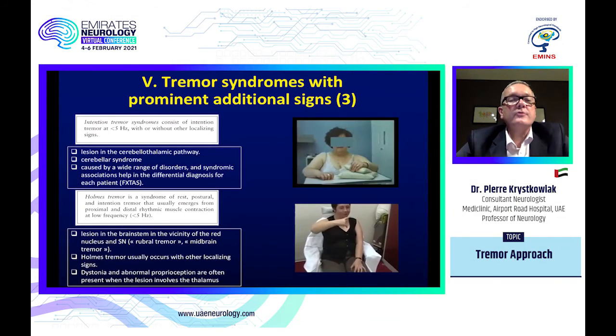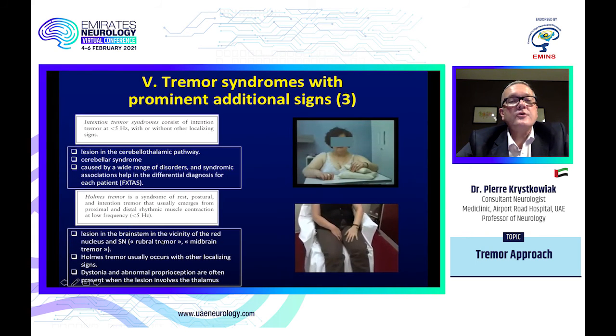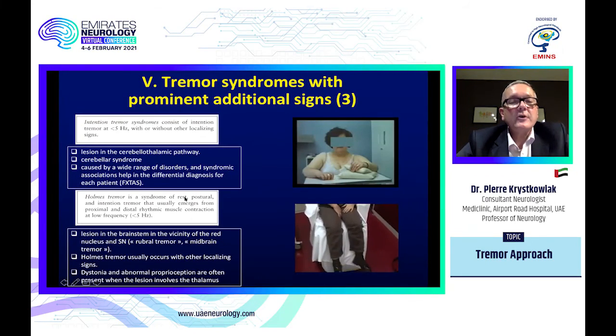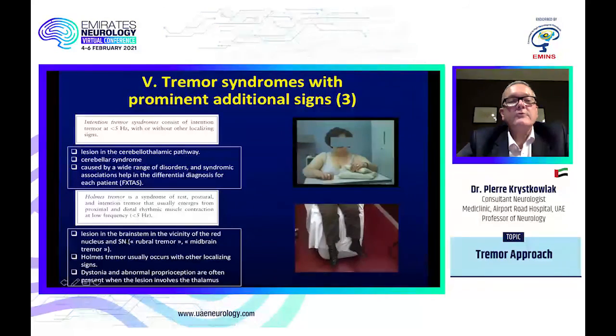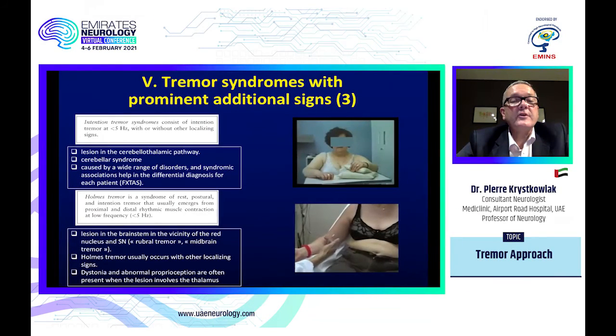In this intention tremor, you can, for example, find the FXTAS syndrome of the X-fragile premutation. Holmes tremor is a very interesting entity that is a very slow tremor, essentially an intention tremor, but also with a rest component. Why is there a rest component? Because this is a tremor related to a lesion in the brainstem, in the vicinity of the red nucleus, but also of the substantia nigra. That explains the rest component.